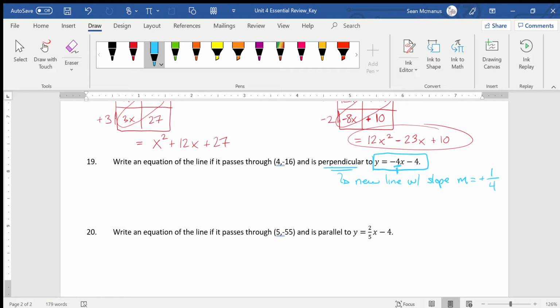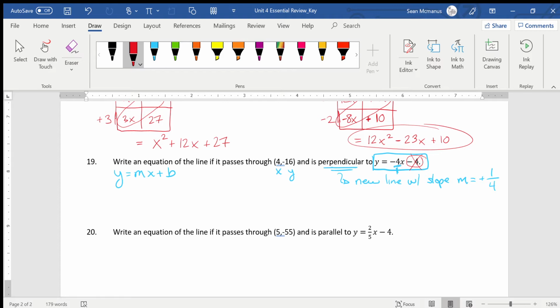Okay, so now I am given a point that has an x coordinate and a y coordinate. And we just found the m that we have to have, so we plug those things in. So y equals mx plus b. I saw this a lot on the last test too: I am not using the y-intercept for the given line. I'm not using that at all. I don't need it.